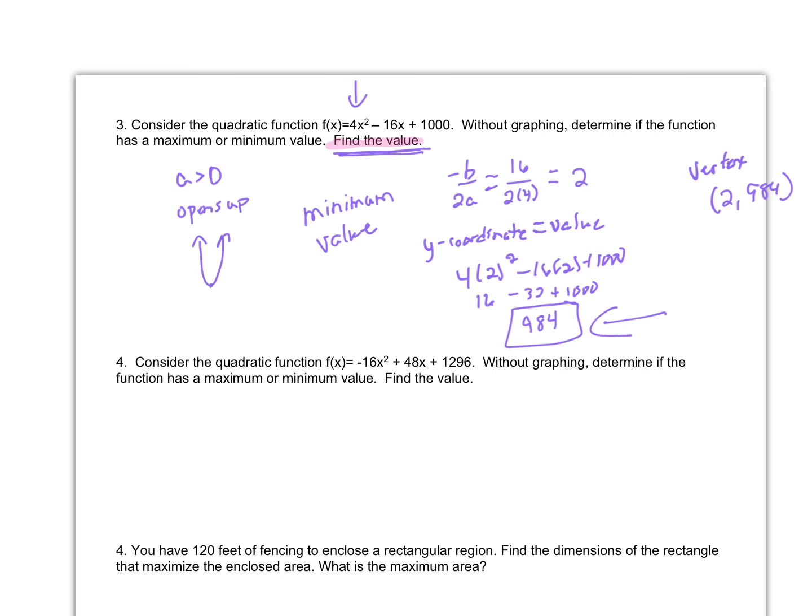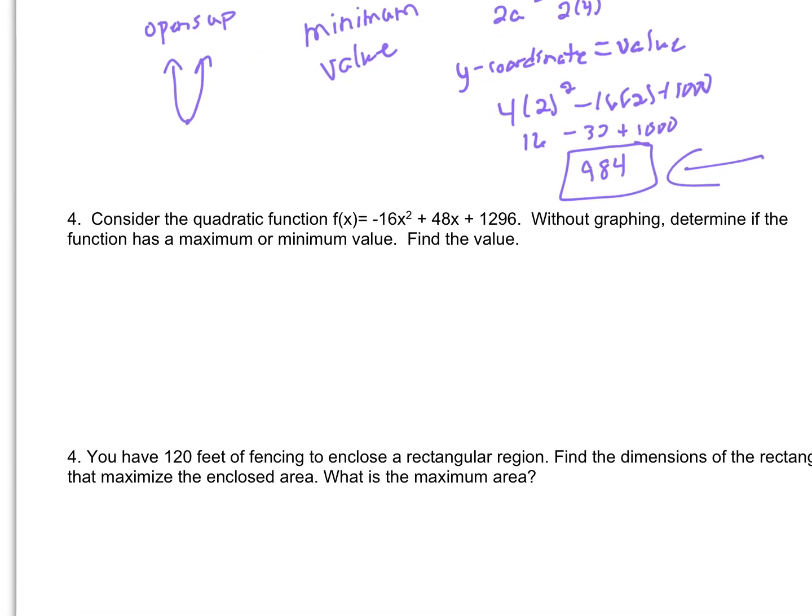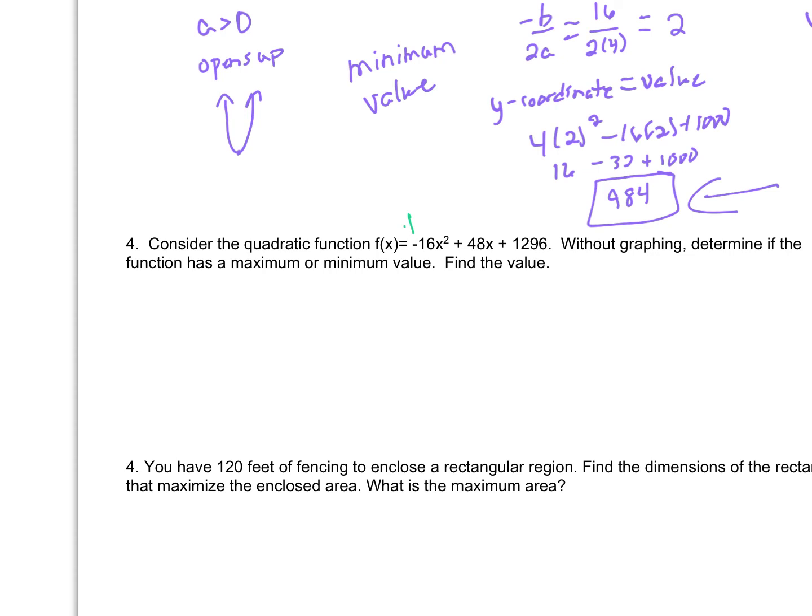For the second example here, if you notice, this parabola has an a value that is less than 0, so that means it opens down. So that means that our vertex would be at the highest point, so it's a maximum value.